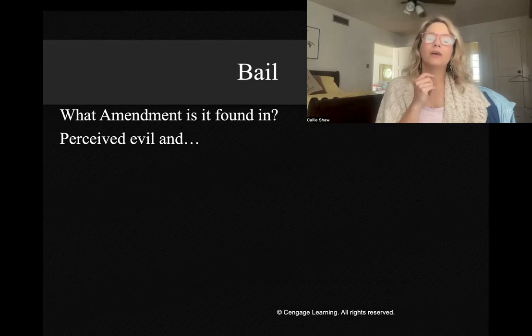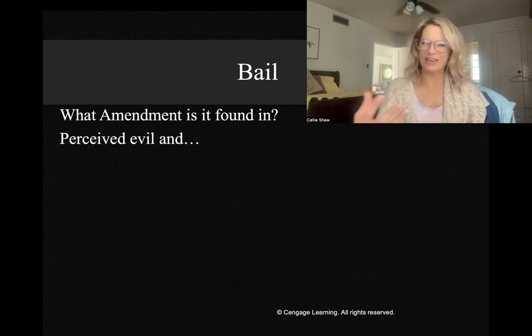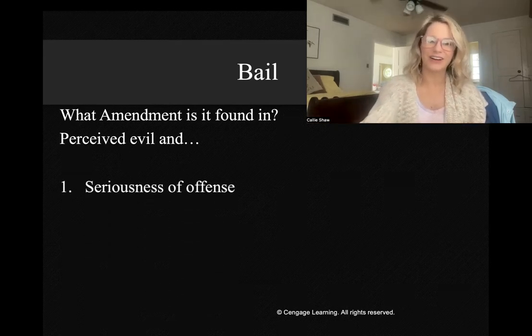So the Bill of Rights gives you the ability to be released based on bail, but it's not a right. It is a privilege, meaning you're not guaranteed bail. You may not get bail. They may decide that what you did was so bad that they're going to keep you in there, right? So it is not a right. It is a privilege. And they determine what the bail amount is based on the perceived evil. Isn't that great? I just love that phrase.